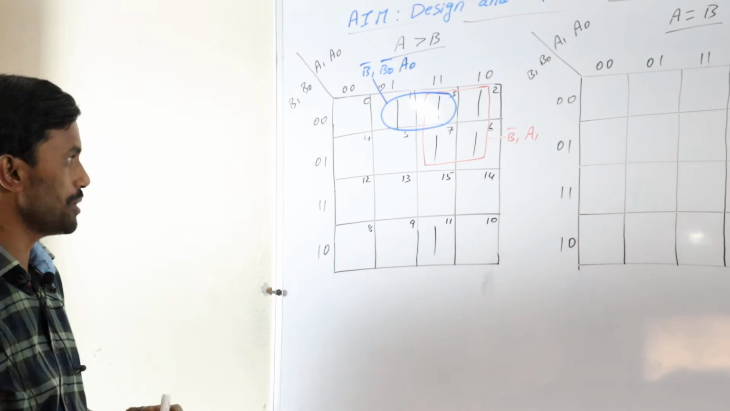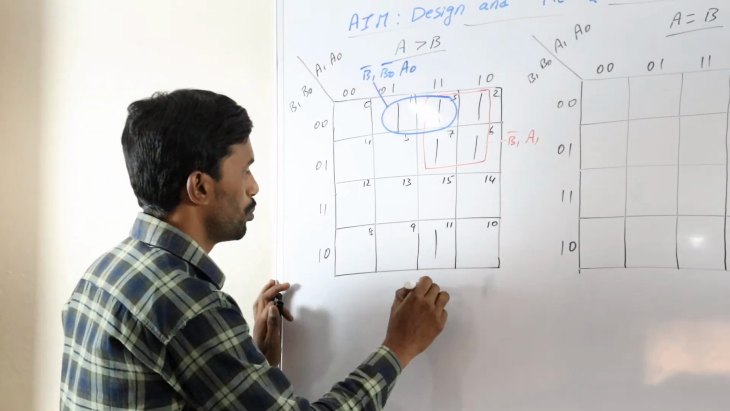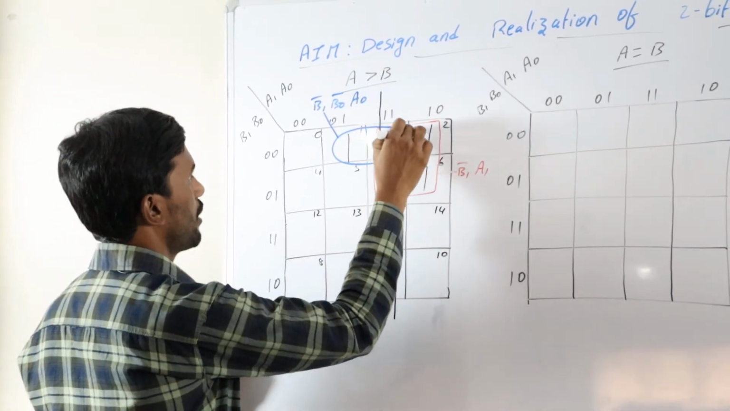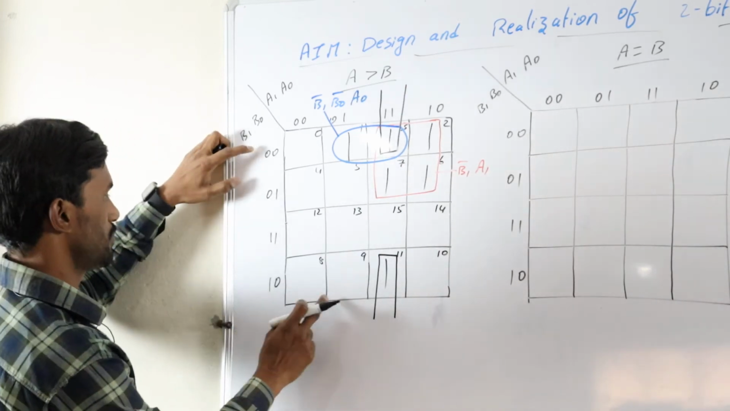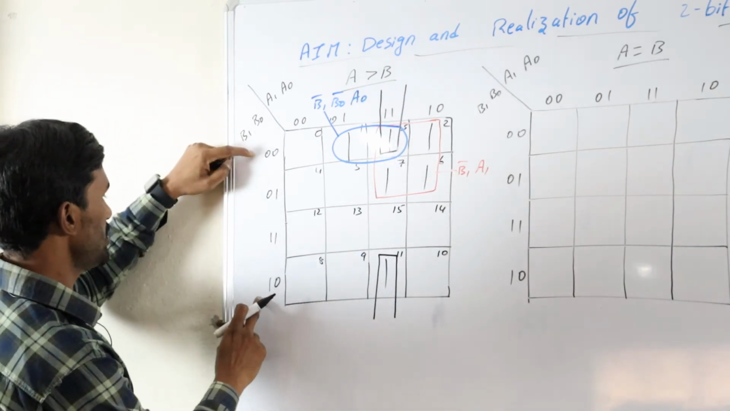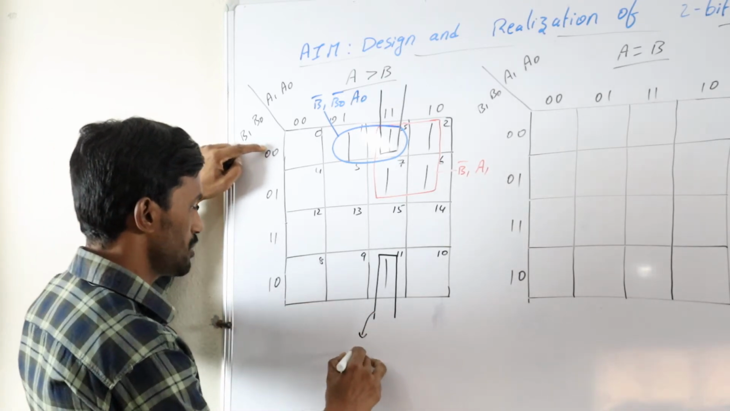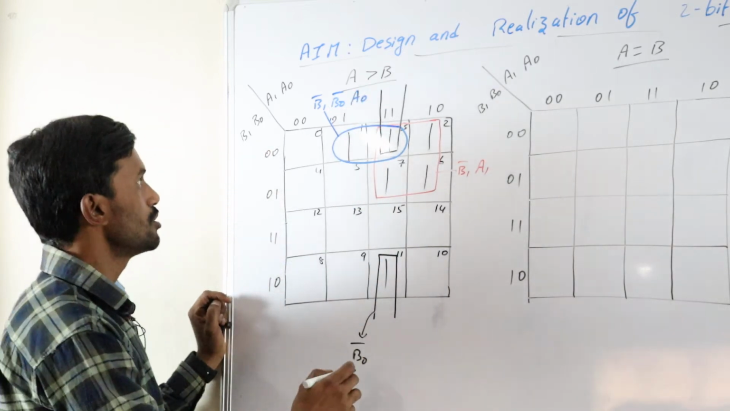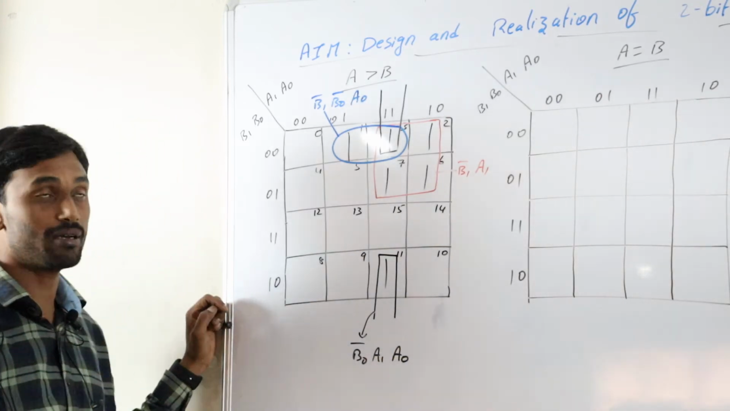And one more group is possible, that we will do. So this is a 2 group, this one and this one. Make it as a group. It is made with 2 rows. Check: B1 status is 0 and 1, we can cancel. B0 status is 0, so it is B0 bar, and made with only 1 column, so it is simply A1 A0. There are 3 minterms we got.